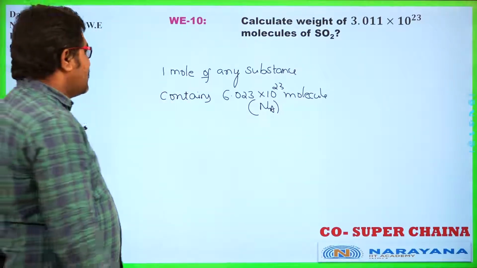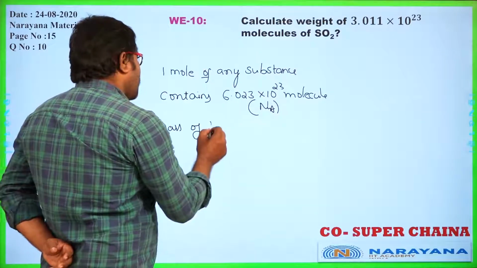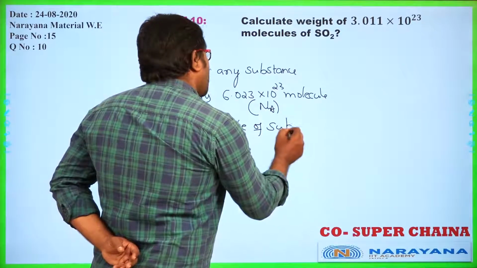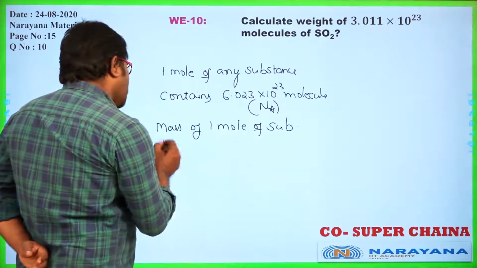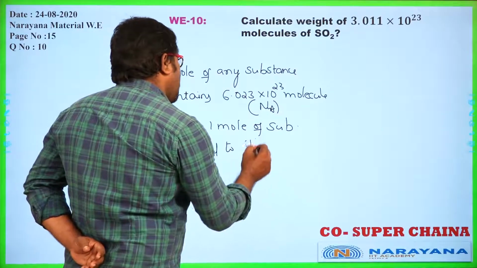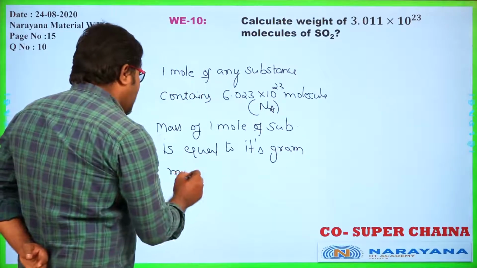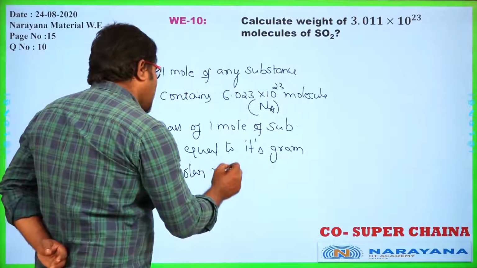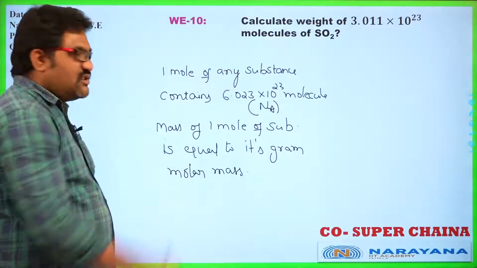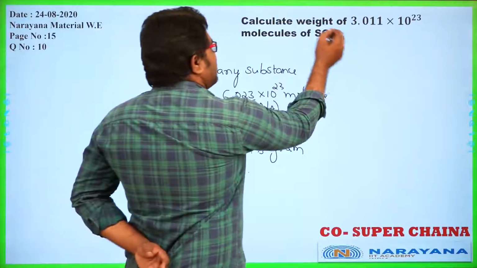Yes. So, mass of 1 mole of substance is equal to its gram molar mass. Okay. So now, based on these two conclusions, what is the molecular weight of SO2 here?